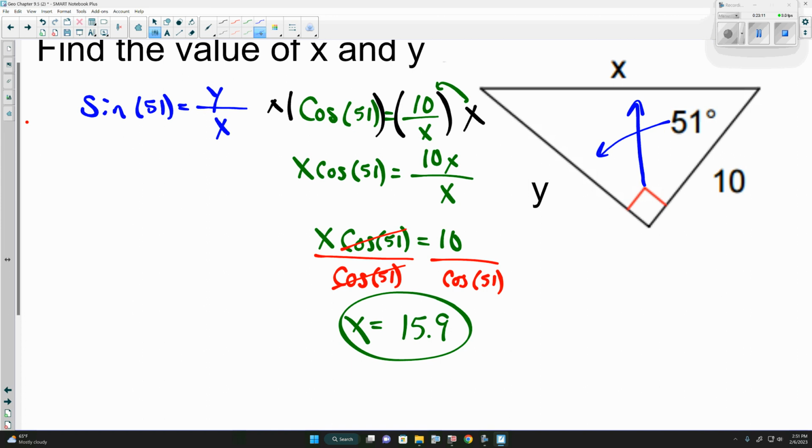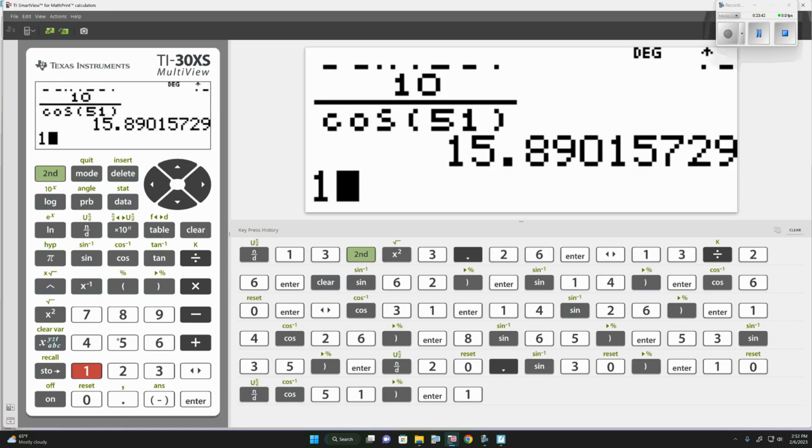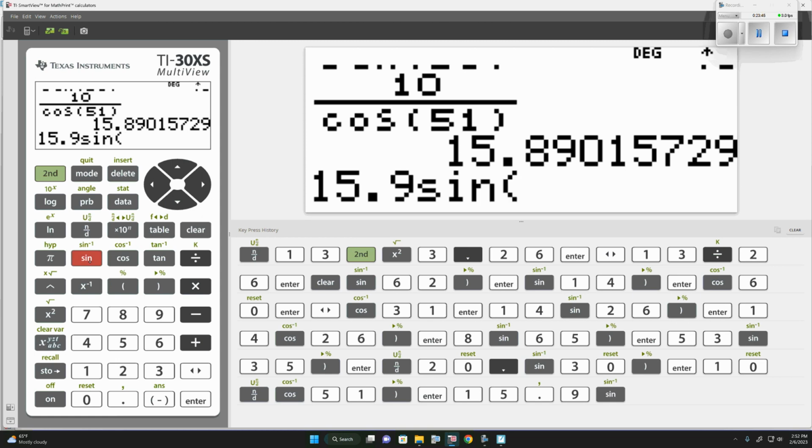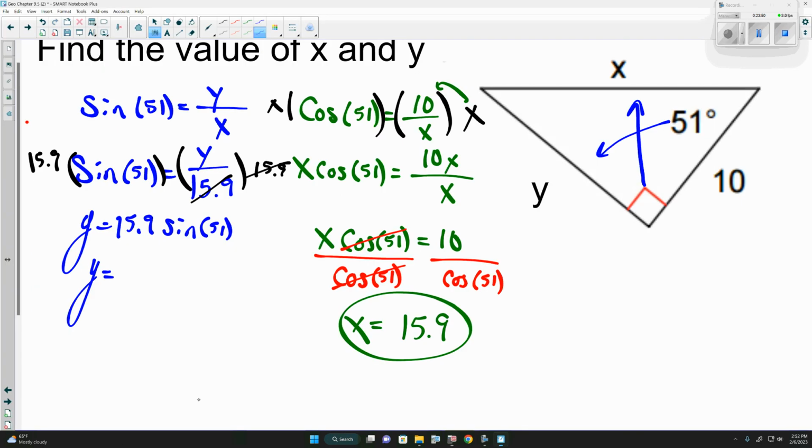Now that we do have the value of x, we can plug it in. Sine of 51 degrees is equal to y over 15.9. What would we do first here? Multiply both sides by 15.9. As these two here will cancel. Telling us y is equal to 15.9 times sine of 51, which is 12.35, or yes, 12.4.